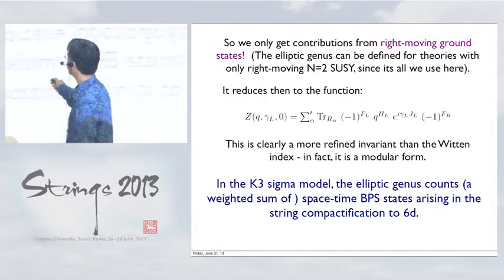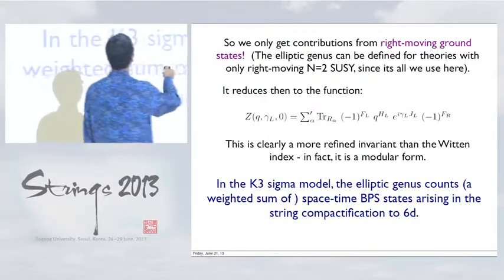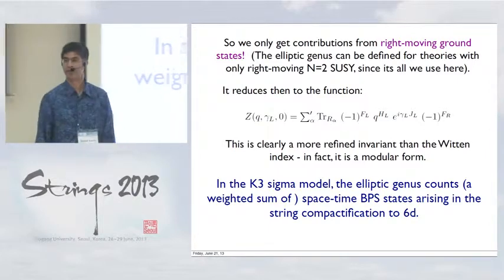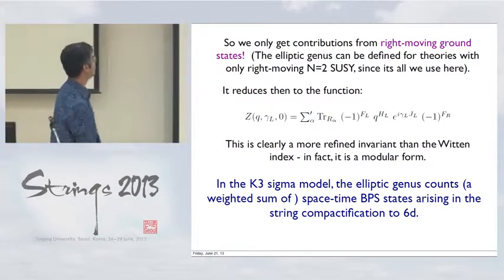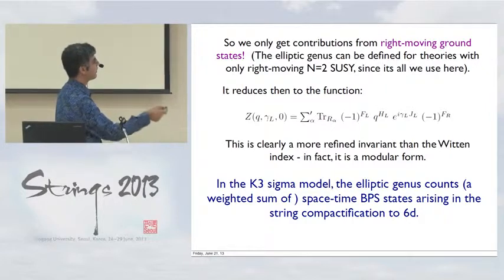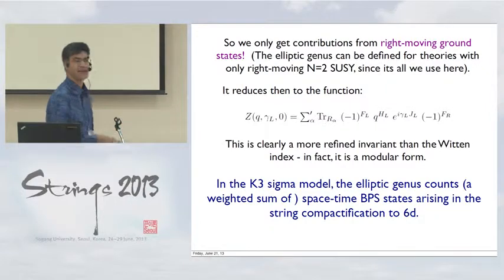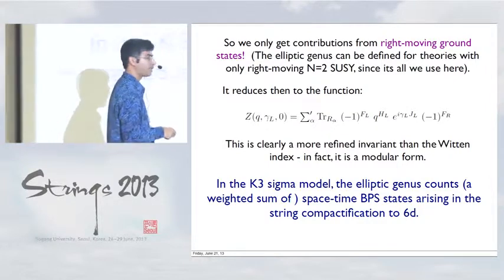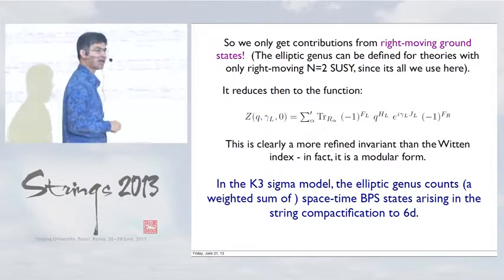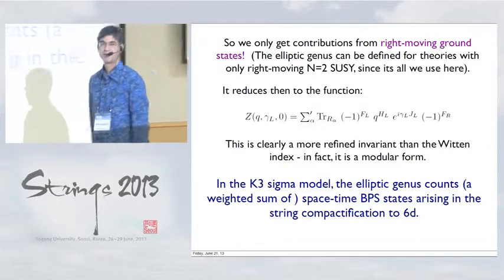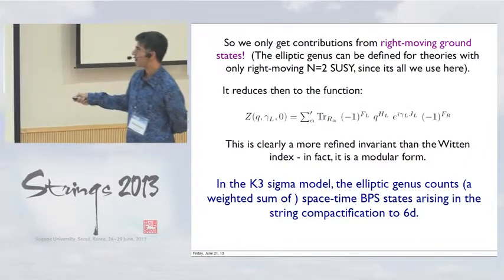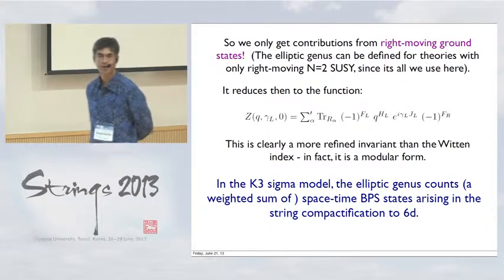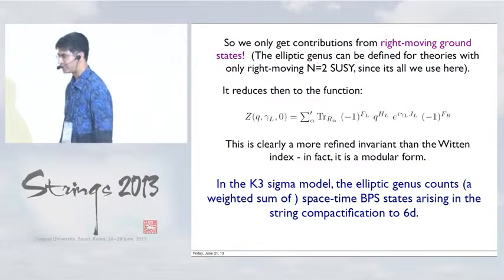So the function that we can compute now has a q expansion and is a function of one other variable to tabulate the left moving U(1) charge. So this is clearly a more refined invariant than the Witten index because it has a nice q expansion. In the K3 sigma model, it turns out that in space-time, for reasons I'm not going to go over here, but they should be very plausible, the elliptic genus counts a weighted sum of space-time BPS states, which arise, for instance, in type 2A string compactification to 6 dimensions on K3.